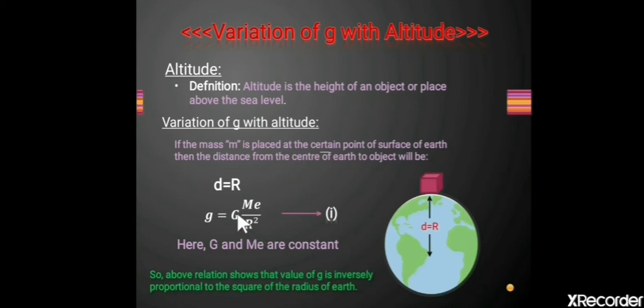Here G is the universal constant, Me is the mass of the earth which is also constant, and the radius of the earth is not constant because the shape of the earth is not a perfect sphere. It is an elliptical shape. It means that the radius of the earth is different at different places. So, acceleration due to gravity will be inversely proportional to the square of the radius of the earth.